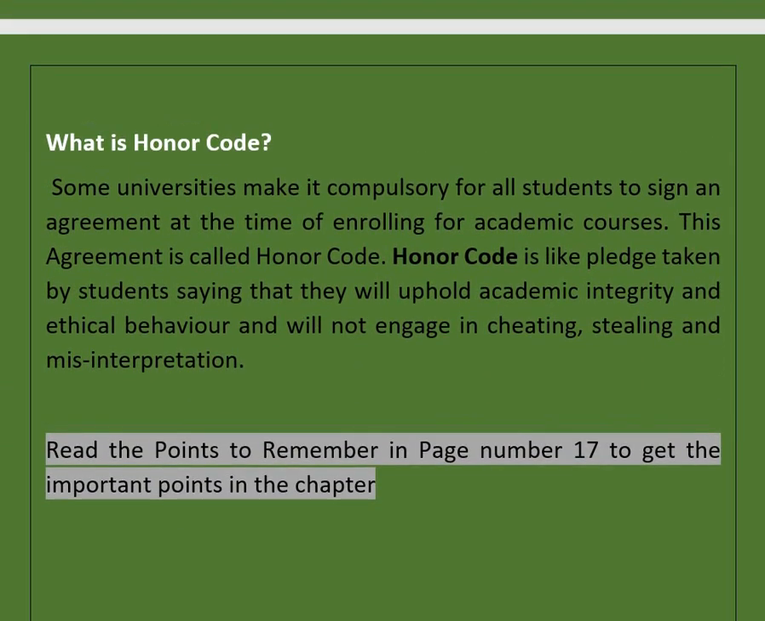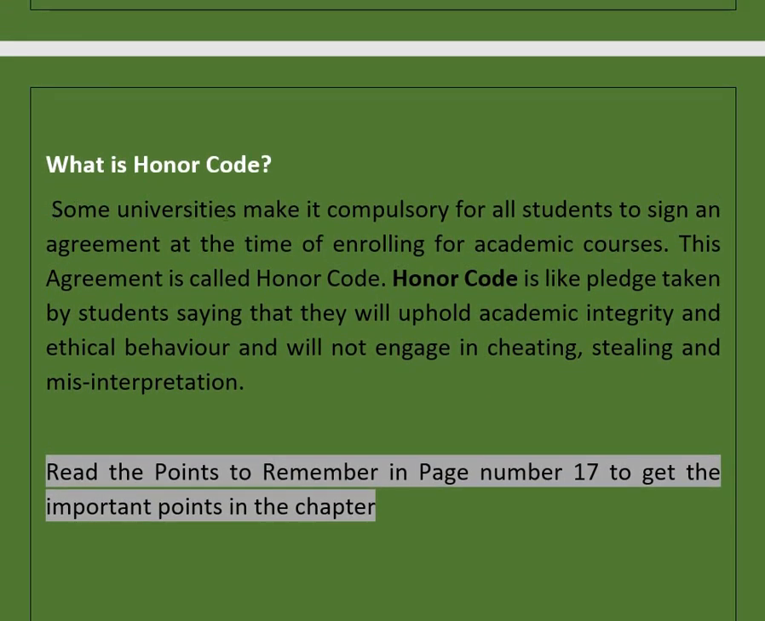Then honor code. Some universities make it compulsory for all students to sign an agreement at the time of enrolling for academic courses. This agreement is called an honor code. This is a practice, especially in US universities. When you enroll for research in a university, you are supposed to sign a document called an honor code. What is the purpose of an honor code?